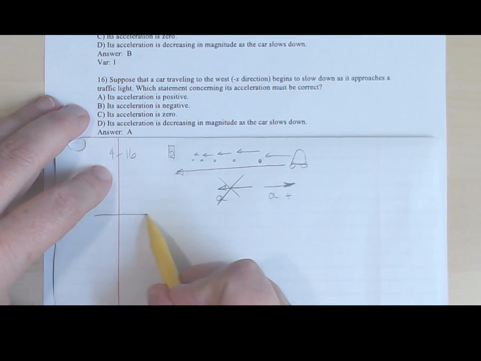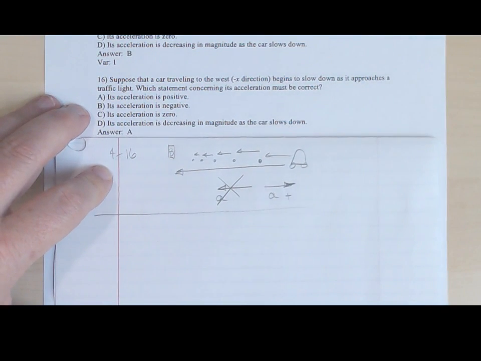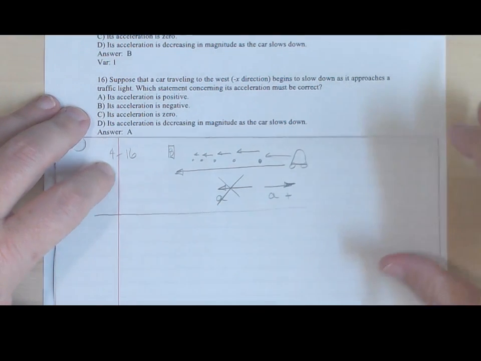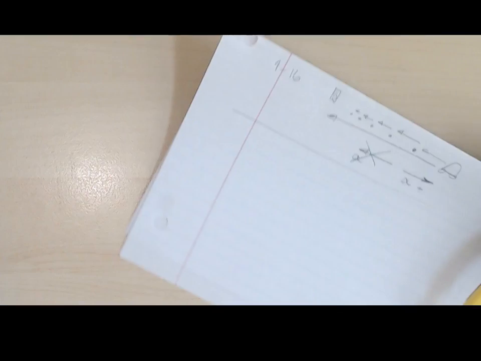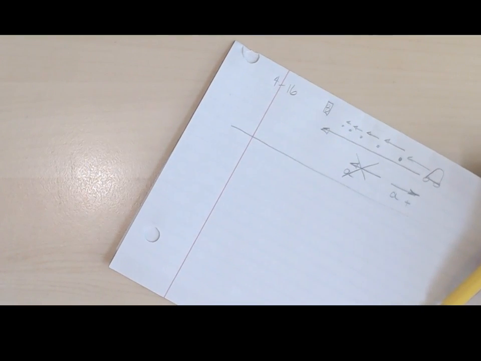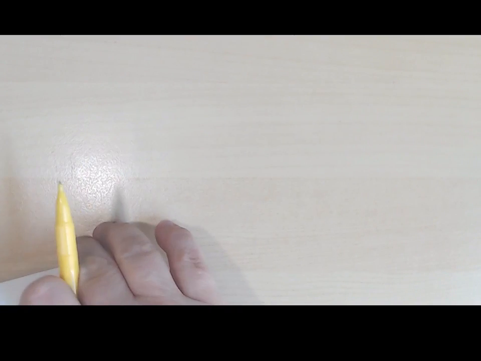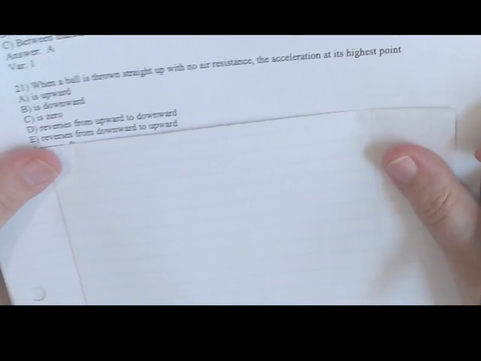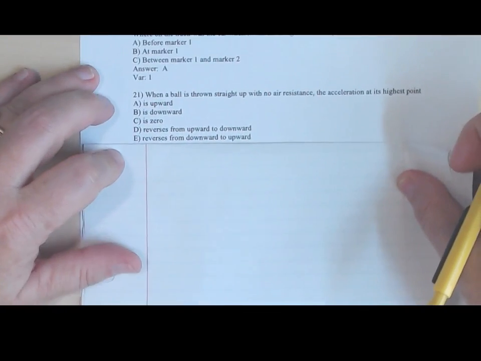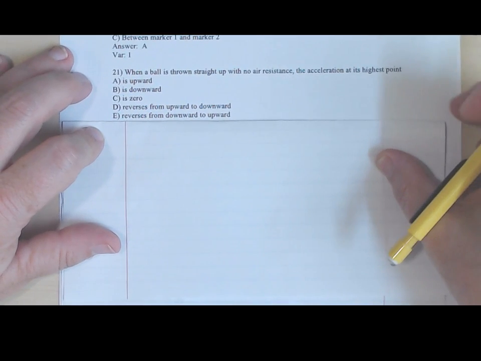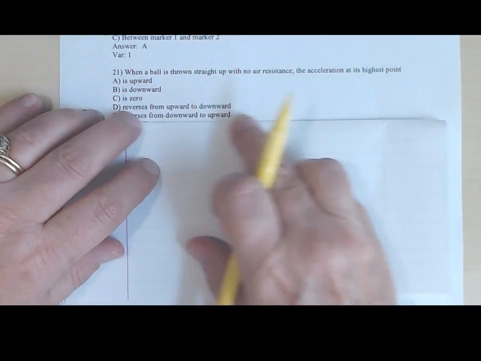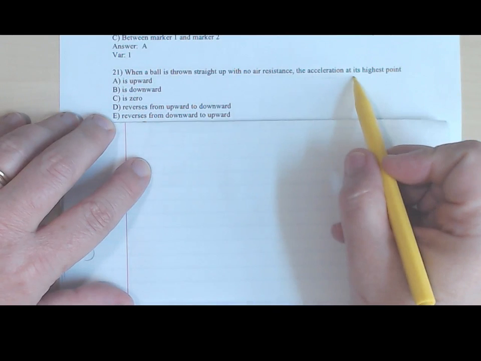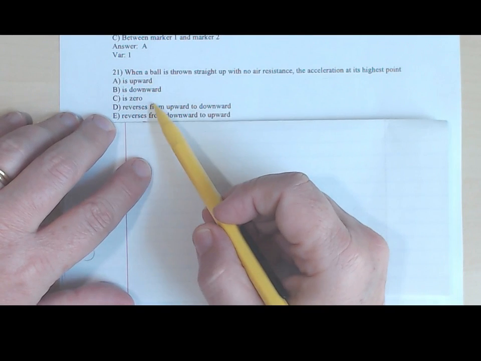Alright, let's go on to the next problem on the test, problem number 5, which is conceptual problem 21 on another page. Okay. When a ball is thrown straight up with no air resistance, the acceleration at its highest point is what?